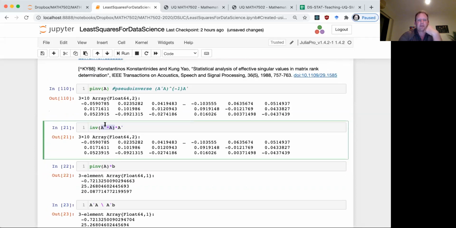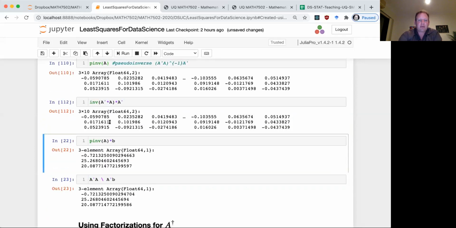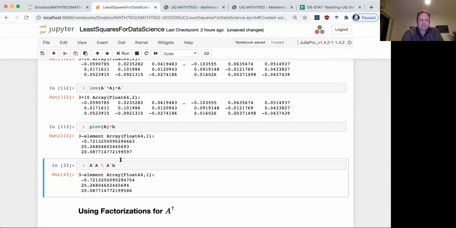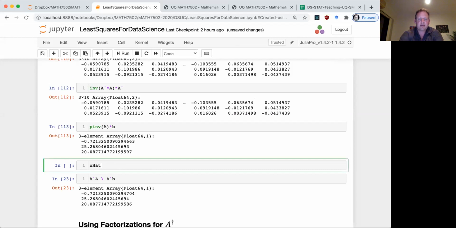All right. So here I'm computing the pseudo inverse manually, inverse of A transpose A times A transpose, and you see that the pseudo inverse is the same. In this case it takes our length 10 right hand side and returns our 3 X hats. That's the 3x10 matrix. So if you do pseudo inverse times b, you get again the X hat.